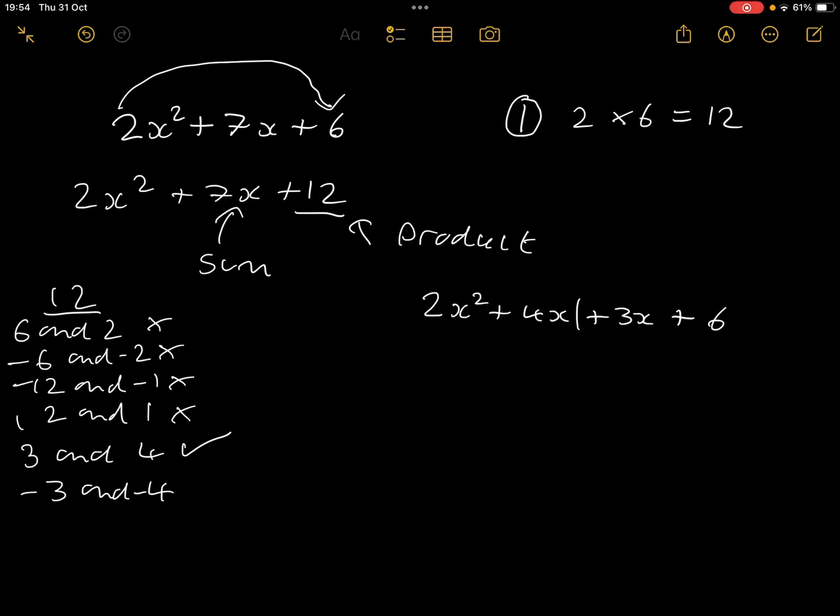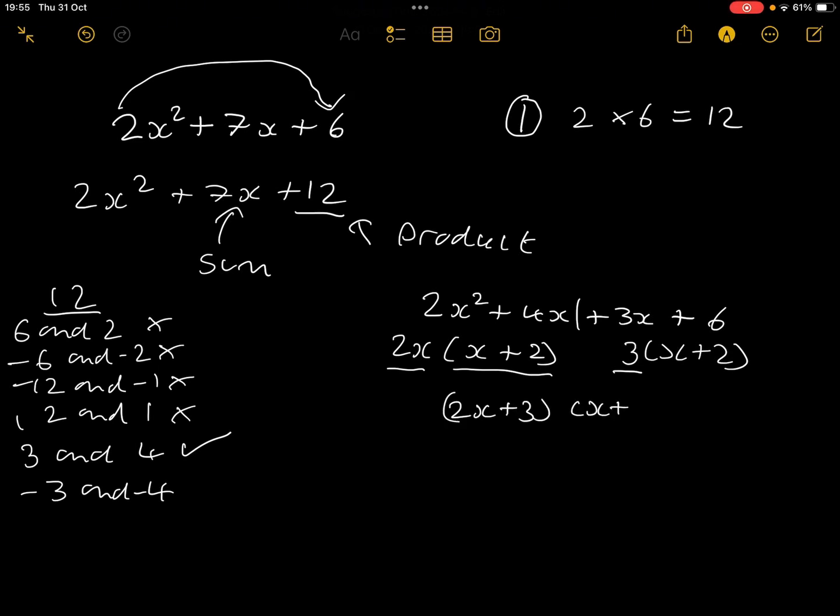Now we can factorise the bit on the left on its own. So we can take out 2x, and that will be x, that will be 2. The thing in the bracket must be the same on both sides, so you've now got another x plus 2 here. Something times x plus 2 gives 3x plus 6. Well, that must equal 3. So you've got the one factor in the brackets, and your other factor is that and that. So your factors are 2x plus 3 and x plus 2. Both of those equal 0.